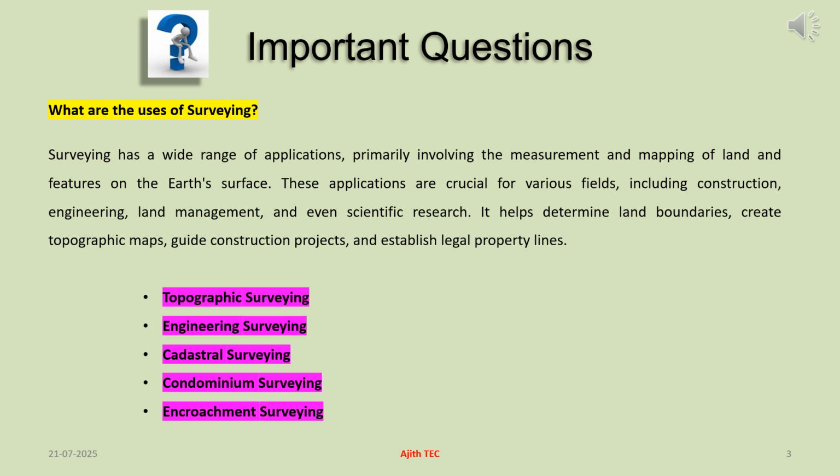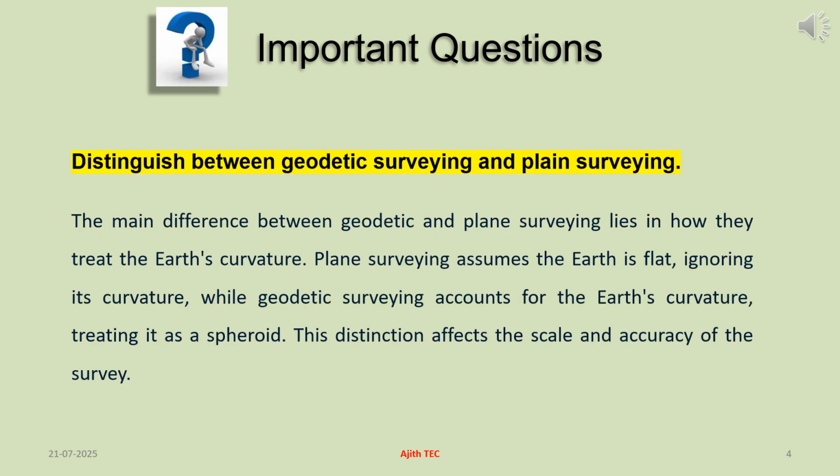Topographic surveying. Engineering surveying. Cadastral surveying. Condominium surveying. Encroachment surveying. Distinguish between geodetic surveying and plane surveying. The main difference between geodetic and plane surveying lies in how they treat the Earth's curvature. Plane surveying assumes the Earth is flat, ignoring its curvature, while geodetic surveying accounts for the Earth's curvature, treating it as a spheroid. This distinction affects the scale and accuracy of the survey.